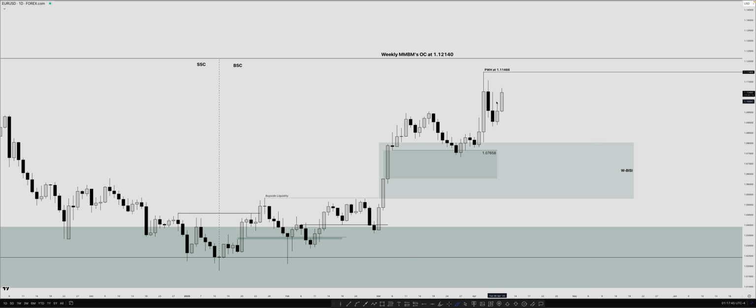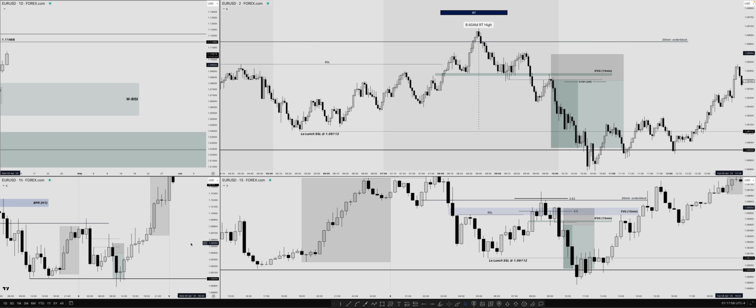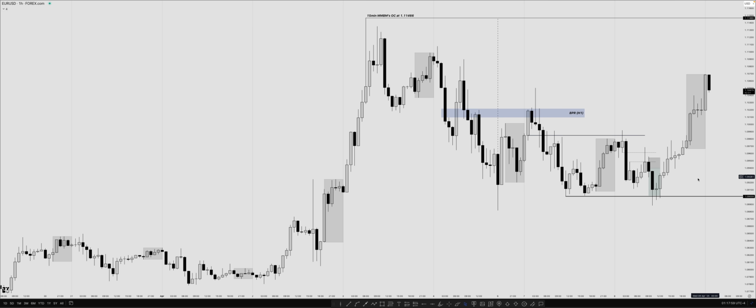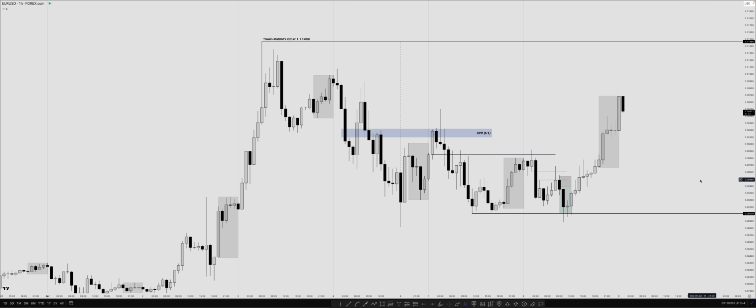So all that we traded right here on this day to the downside was a very quick in and out scalp type of position, nothing more. So let's now drop to the lower time frames right here. This is the 1-hour time frame, so for you guys to see what we are trading here.